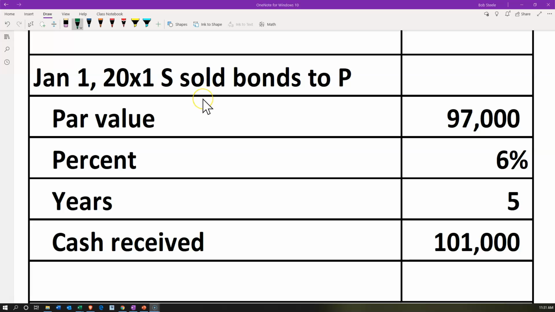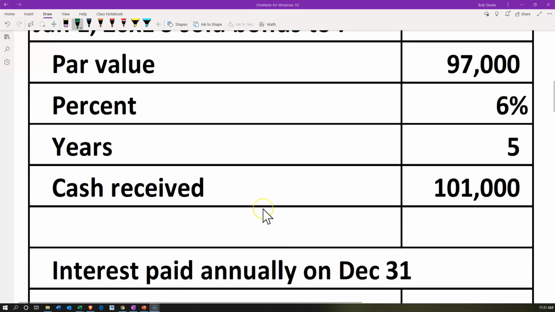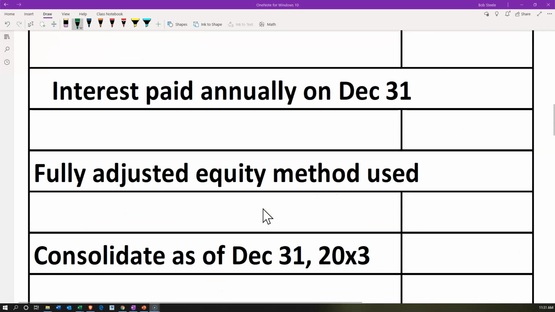That means that S issued the bonds. Therefore, P paid S, right? S got the money at the point in time of the issuance taking place. S then recorded the bond payable on the books as well as the related premium in this case. Then we're going to say that the interest is paid annually.